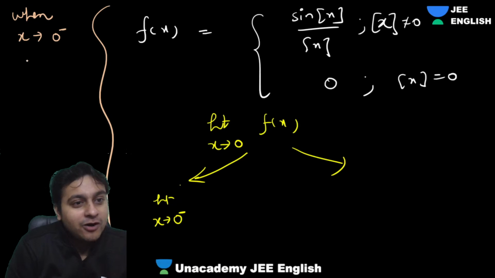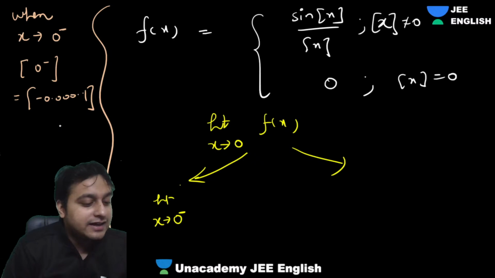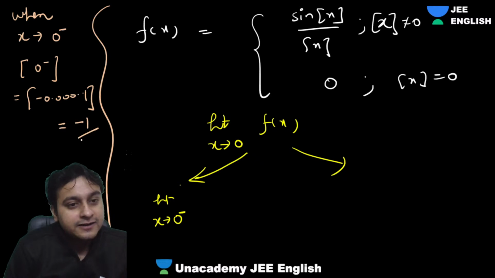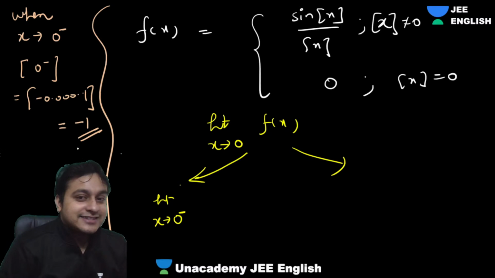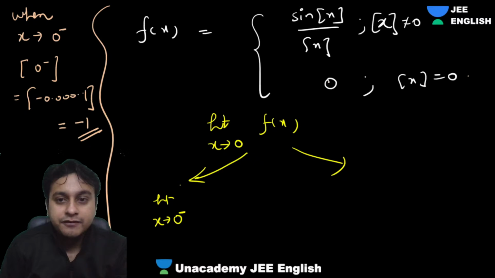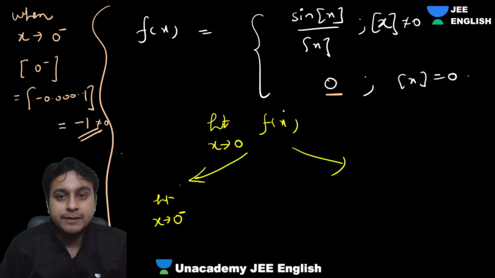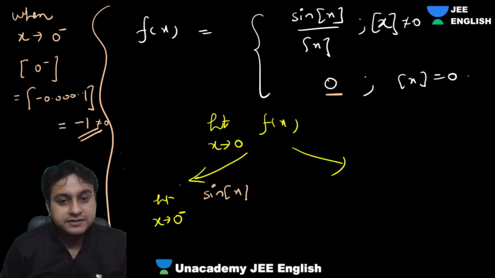So guys, what is [0 minus]? That is [-0.00001]. Tell me, what is [-0.001]? Badshah, Geeta, it is -1, isn't it? Yes. So guys, what will be the function? Tell me. When [x] is 0, we have the function as this. And when [x] is not equal to 0, we have the function. So [x] is not equal to 0 here, so we'll go for the upper part. That's why the function will be sin[x]/[x], right?